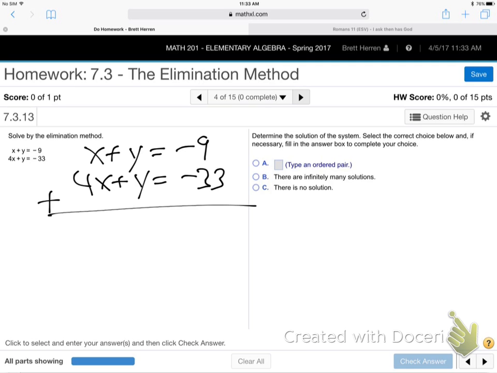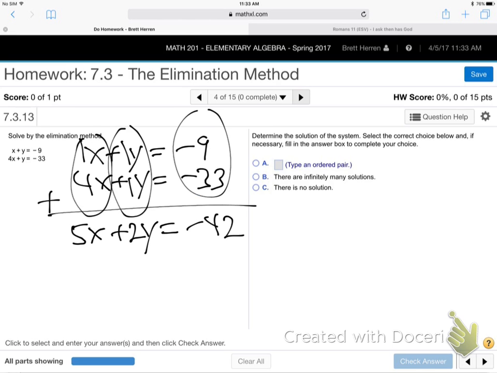If you add them up, the y's don't cancel out. This is 5x. Whoops, I'm kind of scribbling a little bit. This is 5x, right? Because 1x and 4x. What happens this time with the y's? Yeah, they do not cancel, do they? No. Because on the last couple of problems, I had a positive y and a negative y, and they became 0. But not this time. This time it's plus 1y plus 1y is plus 2y. And the right side is minus 42. Anyway, my point is, that's no good.